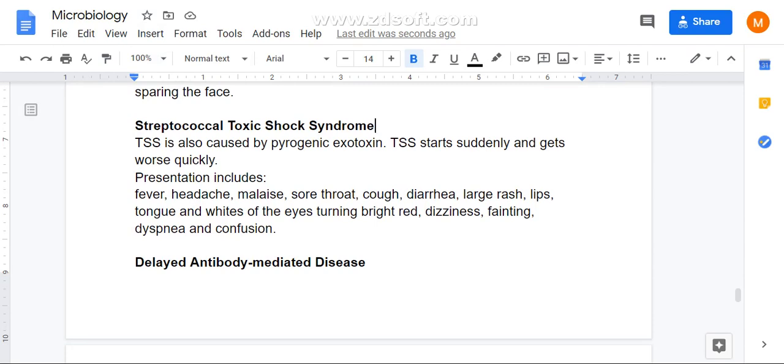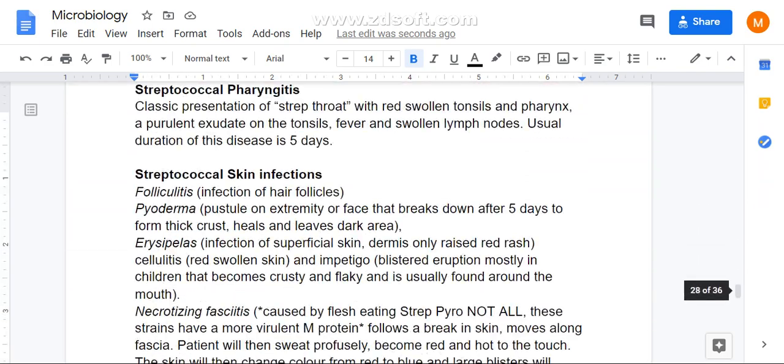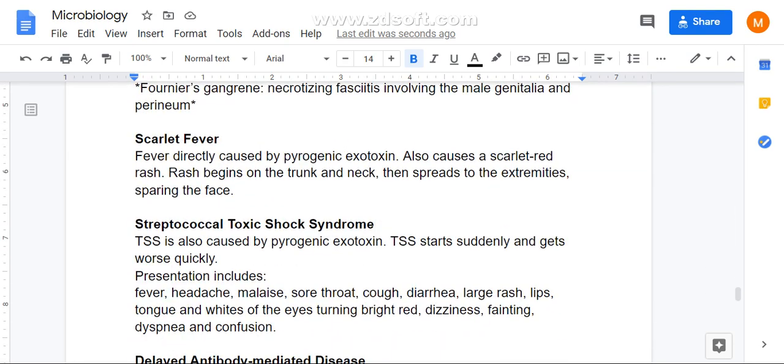So toxic shock syndrome starts very suddenly and gets bad really quick, right? The presentation includes fever, headache, malaise, which is a general bad feeling, sore throat, cough, diarrhea, large rash, redness around the lips, tongue, and whites of the eyes, dizziness, fainting, trouble breathing or dyspnea, and confusion. So these are the four regular diseases that it causes, right? Pharyngitis, skin infection, scarlet fever, streptococcal toxic shock syndrome.